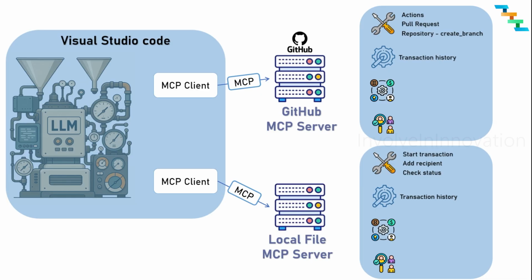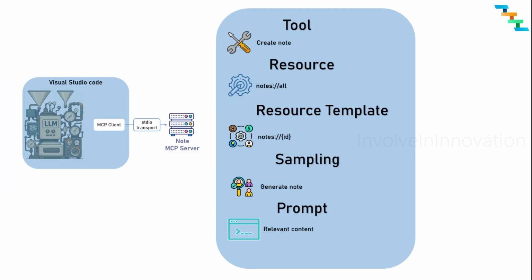The GitHub MCP server provides a lot of capabilities on the tool side, such as accessing the repository and creating a branch. Primitives. The heart of MCP is its primitives. That is the building block for client-server interaction. There are three main primitives, and then there are an additional two: resource template and sampling. We will see each with a very simple example.